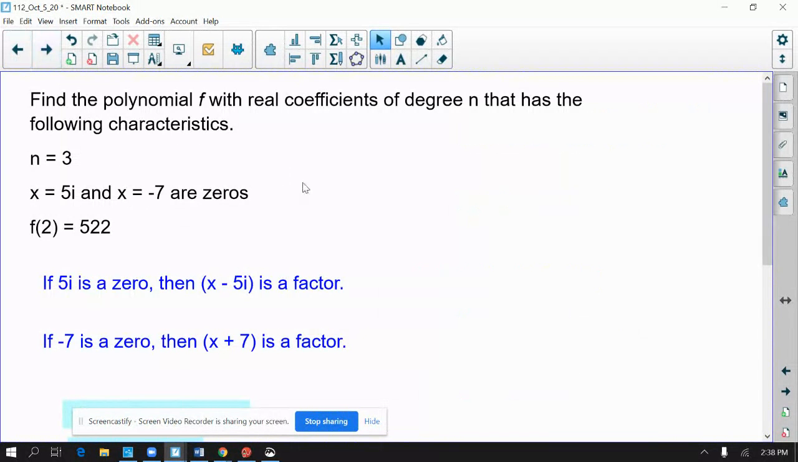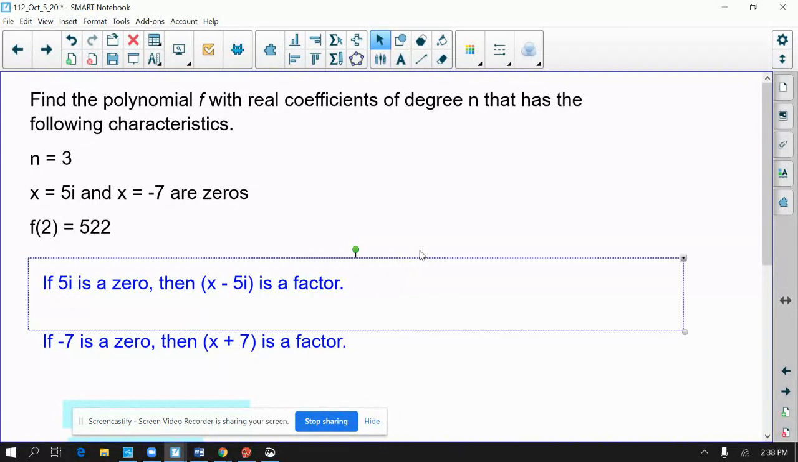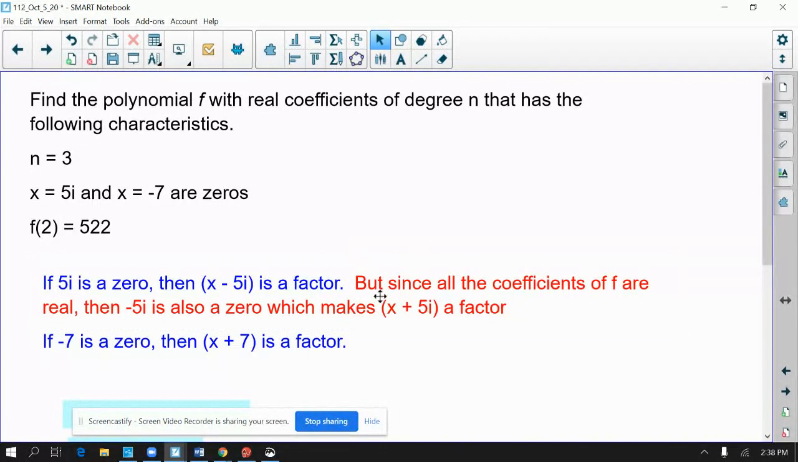Last one, similar question. I've created a polynomial. This time it's a degree 3, and I'm given 2 zeros, and f of 2 is 522. Well, just like before, if 5i is a 0, then x minus 5i is a factor. But since the coefficients are real, 5i has to cancel out with its conjugate, which is -5i, which makes that new factor x plus 5i.